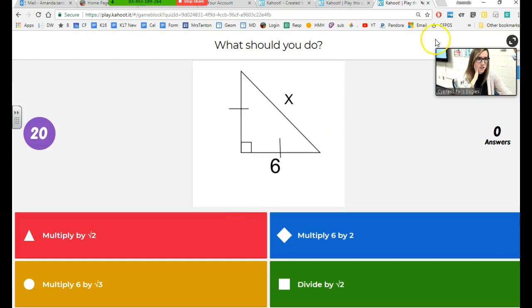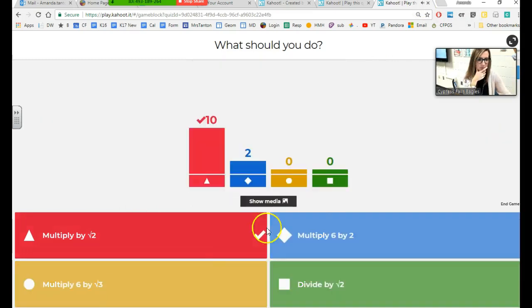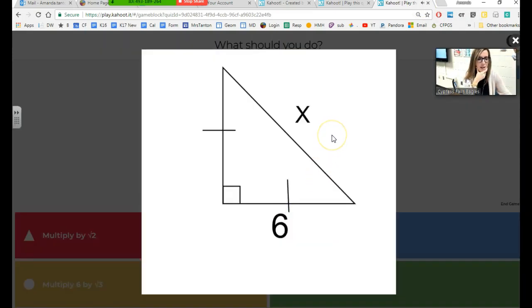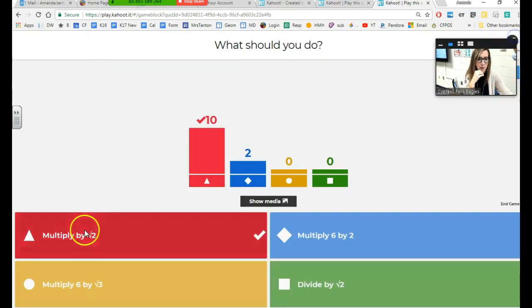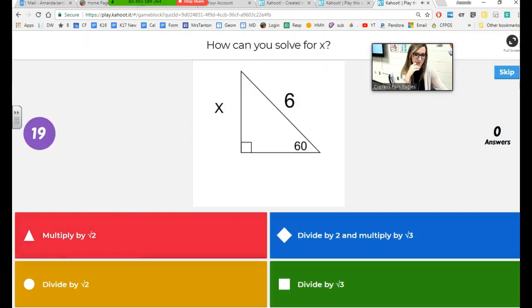First question, what should you do? Okay, so the problem just said, what should you do? First, you analyze what kind of triangle this is. Oh, it's right, and it's isosceles. So 45, 45, 90. So 6, 6, 6 root 2. When you say 6 root 2, you're multiplying 6 by root 2. So the answer was triangle.